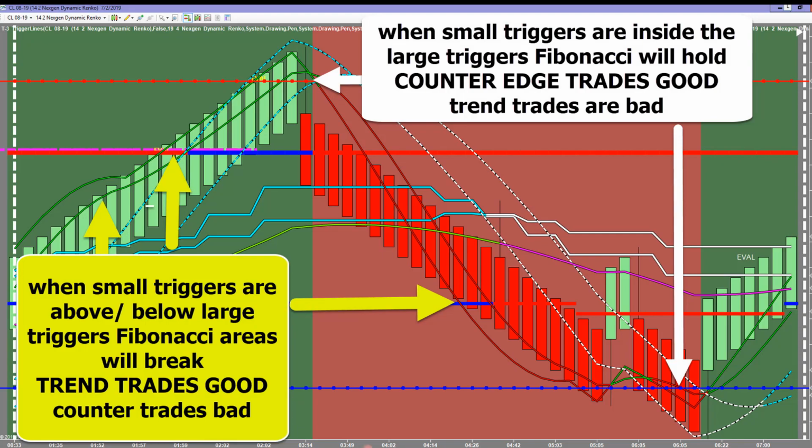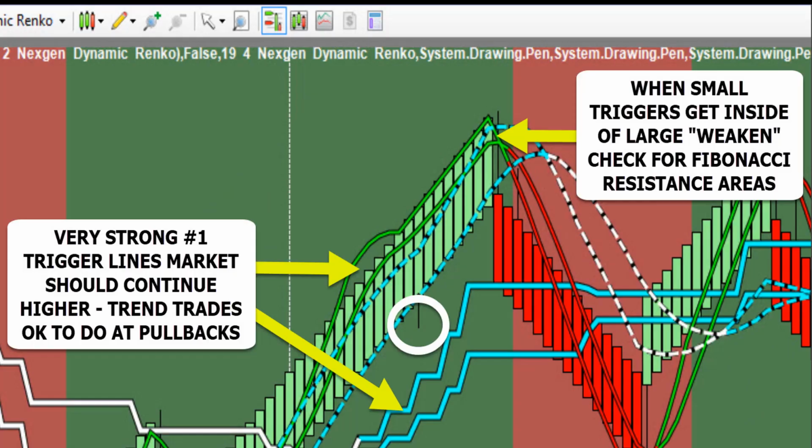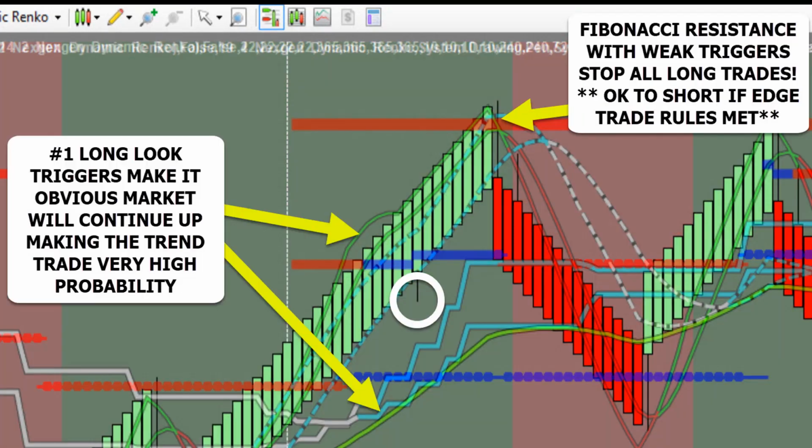Very visual, very simple. Let's go through it a little bit more in detail. Number one, strong look, small triggers above the large triggers, above the synthetic triggers. Very, very simple, very easy to see. When does the market turn? Well, the market turns when the small triggers physically get inside of the large triggers. So what I did here, look, I superimposed, these are real fibs from a real day.